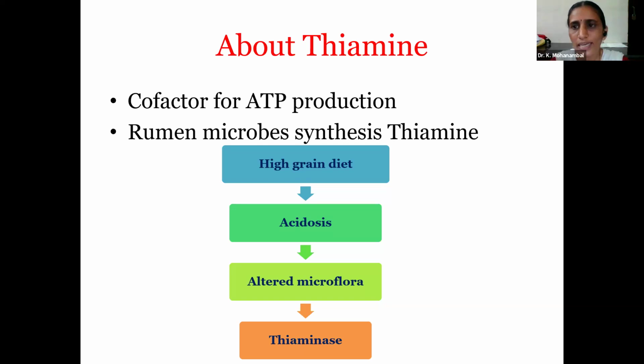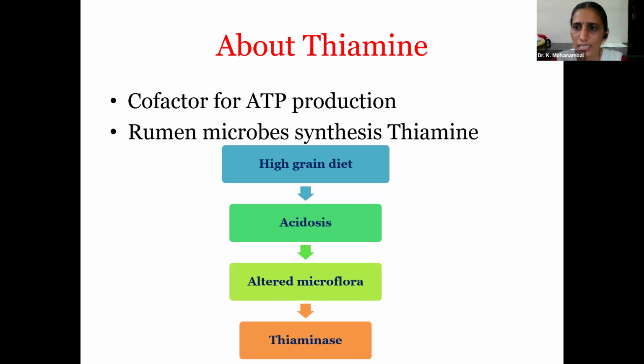Healthy rumen microflora can synthesize thiamine by itself. That's why thiamine deficiency is very rare in ruminants, unless the rumen microflora is affected. For example, day to day we are treating cases of acidosis. Acidosis is because of high intake of grain diet, we all know. So when an animal takes a large amount of grain diet, there will be acidosis.